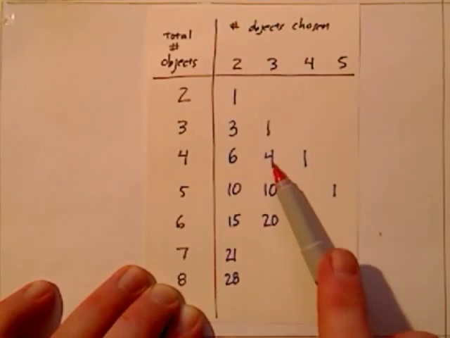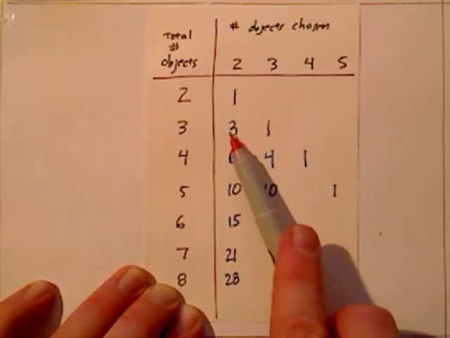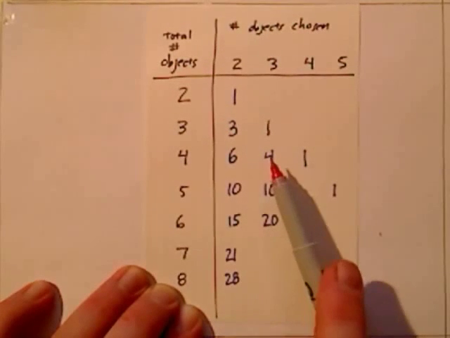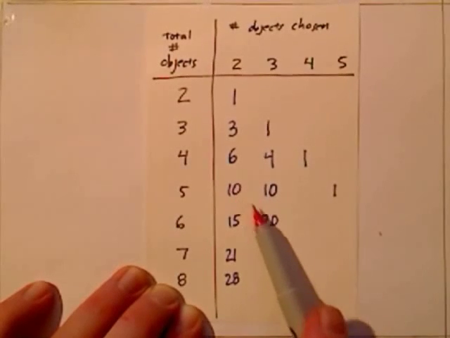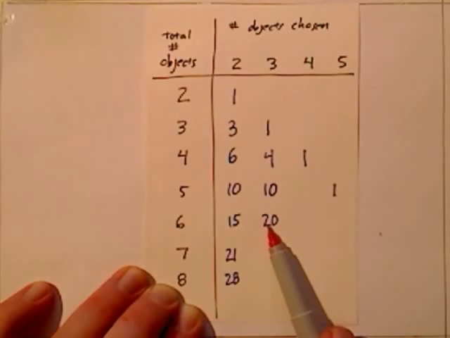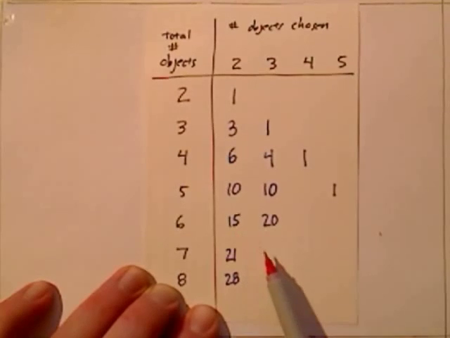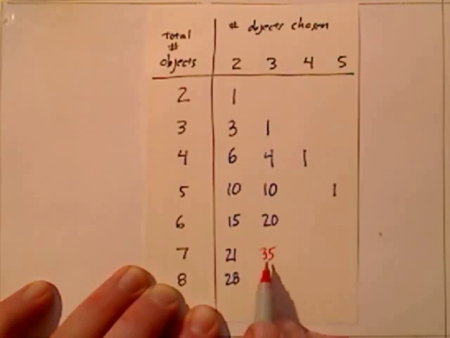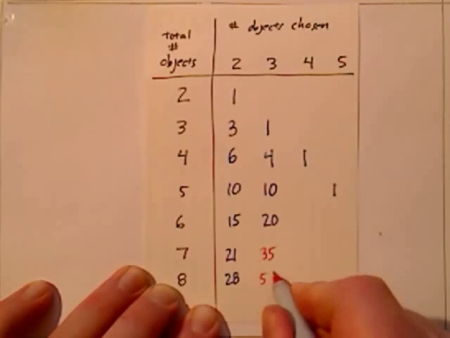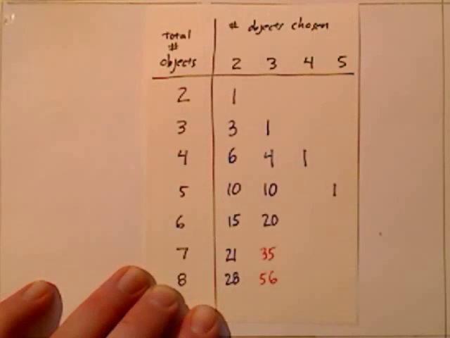It works over here too, folks. 1 plus 3 is 4. 4 plus 6 is 10. 10 plus 10 is 20. And you just keep going. 20 plus 15 is 35. 35 plus 21 is 56, and so on. Now this is a whole lot easier than getting out a bunch of barnyard animals, don't you think?